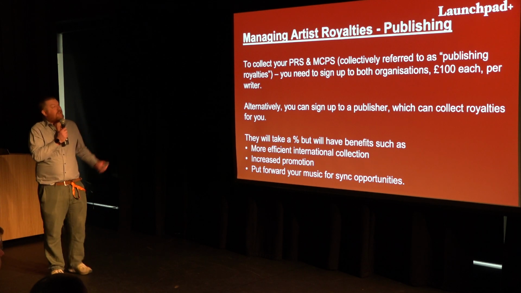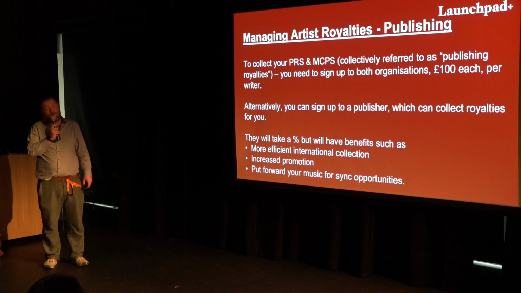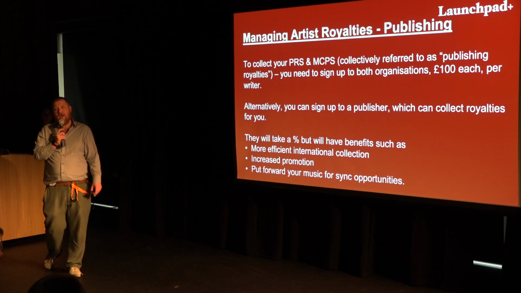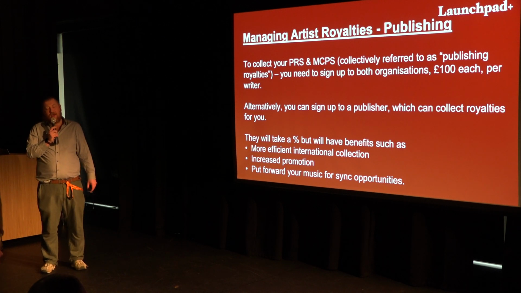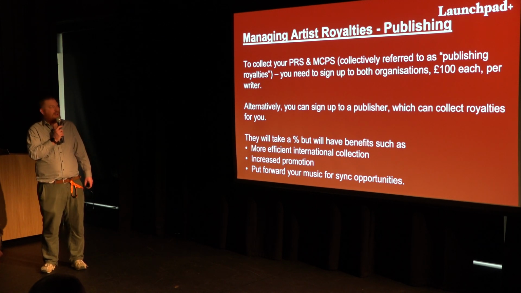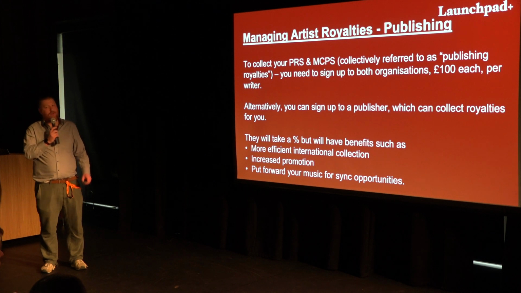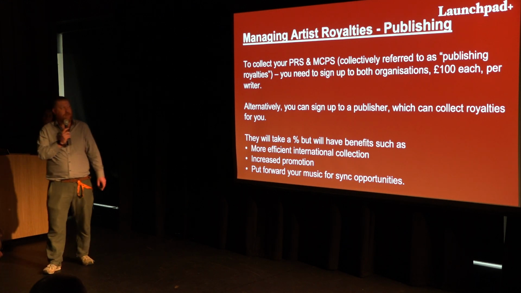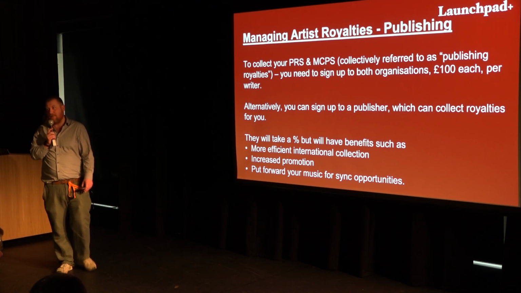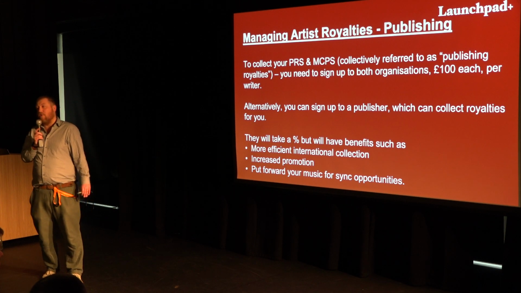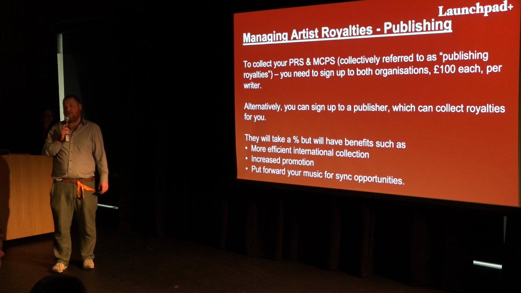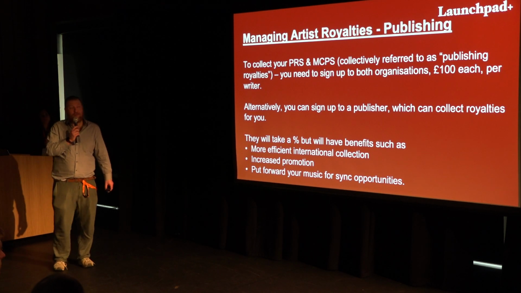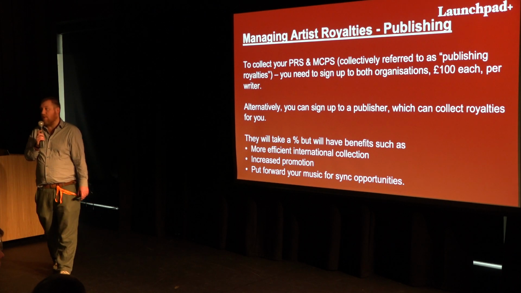To collect your PRS and MCPS, there's a couple of ways around that. As I said, we collectively refer to this share, the share that is for the compositions and the songwriters, as publishing and publishing royalties. To effectively sign up and collect them, you need to be signed up as a member of both organisations, and each writer of the songs needs to be signed up to these organisations. It's a cost of £100 each, unless you're under 25, and I think it's currently £30. So if you're in a large ensemble, that could be quite expensive. You are members for life, so it is worth doing.